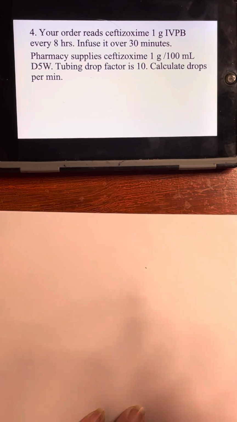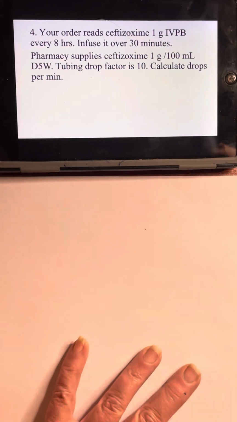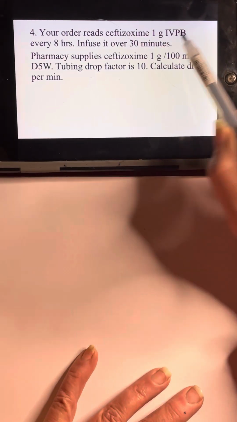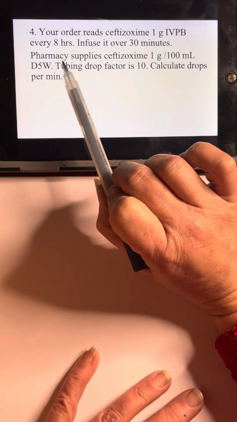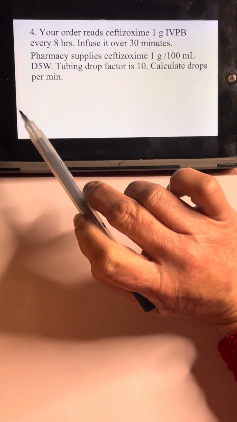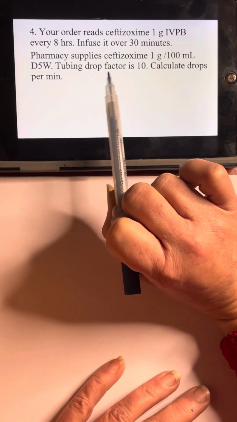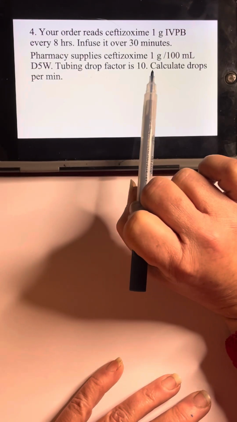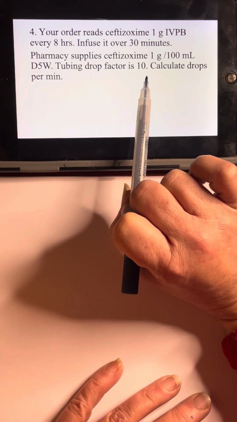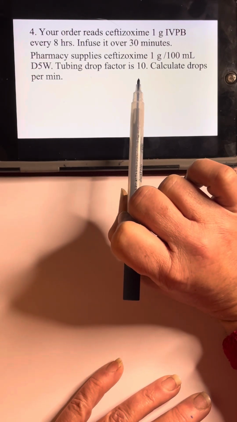Your order reads, that medicine right there, we're not here to say words, we're here to do math. So 1 gram IV piggyback every 8 hours, infuse over 30 minutes. The pharmacy supplies that same med, 1 gram in 100 milliliters. And the tubing drop factor is 10. What are you going to do?